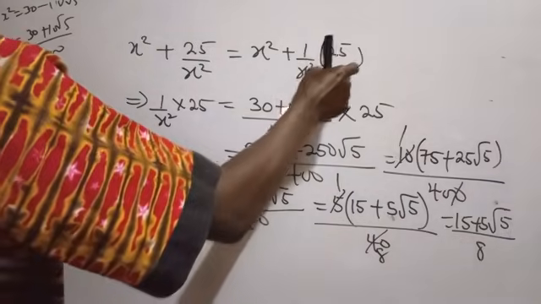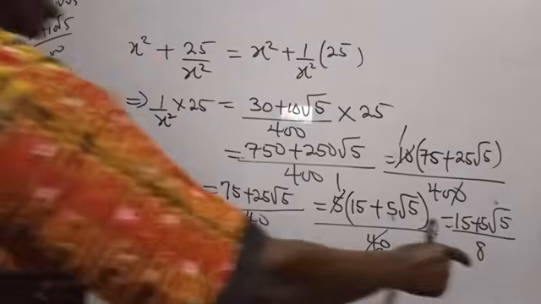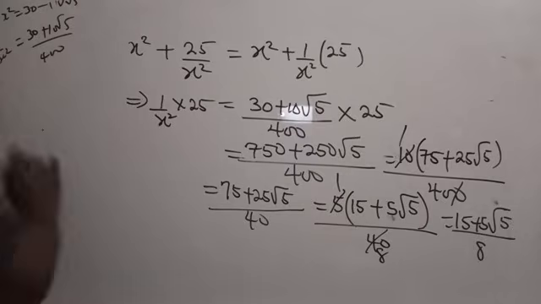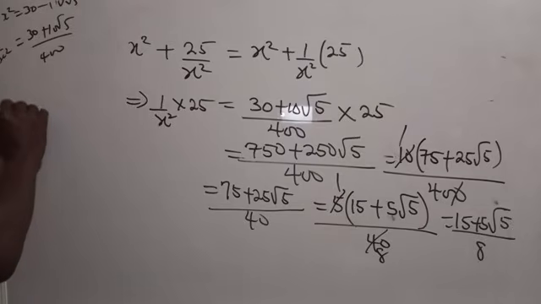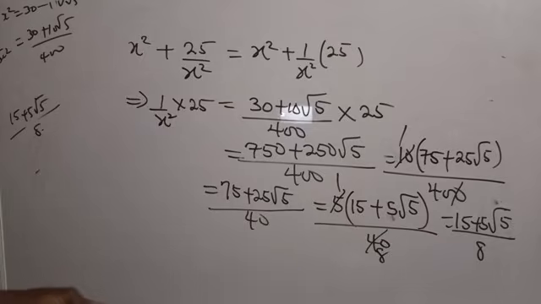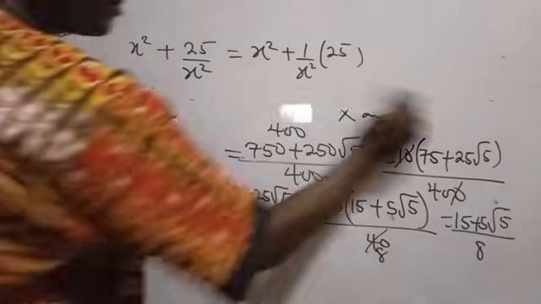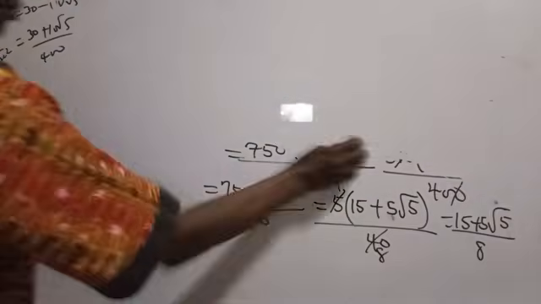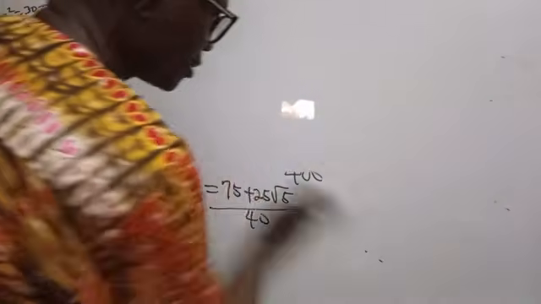1 over s squared multiplied by 25, this, to get 15 plus 5 root 5 all over 8. So that has given us what? 15 plus 5 root 5 all over 8. I hope we are getting it. I hope you are following. Are you sure? Okay. Now, finally, therefore, let's put everything together now.